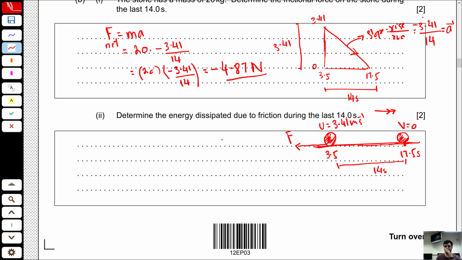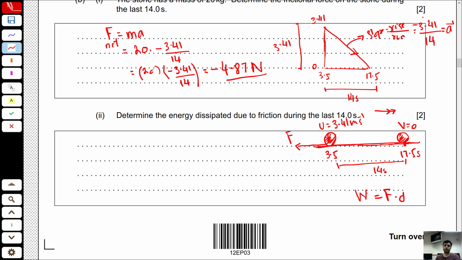So the best way to solve this is, there are actually two ways of solving this. You can either determine the work done. Work done is force times displacement in the same direction. So the work done against the frictional force: we have the frictional force, which is 4.87, multiplied by the distance traveled, this displacement. Frictional force times the displacement will give you the energy dissipated in the last 14 seconds.